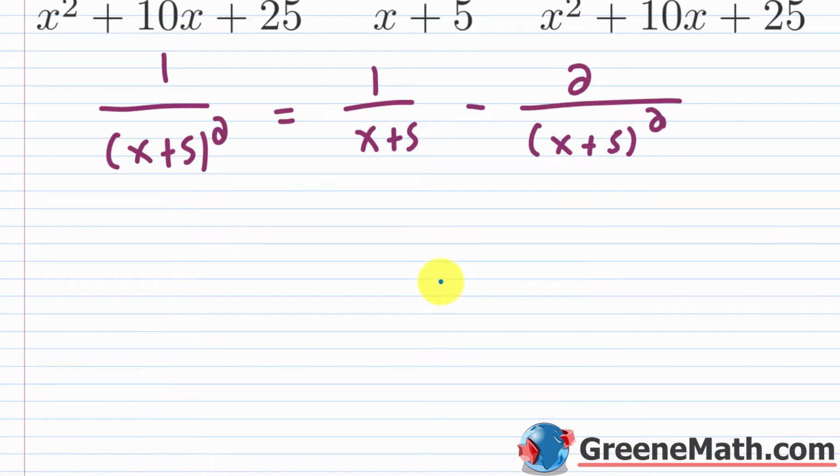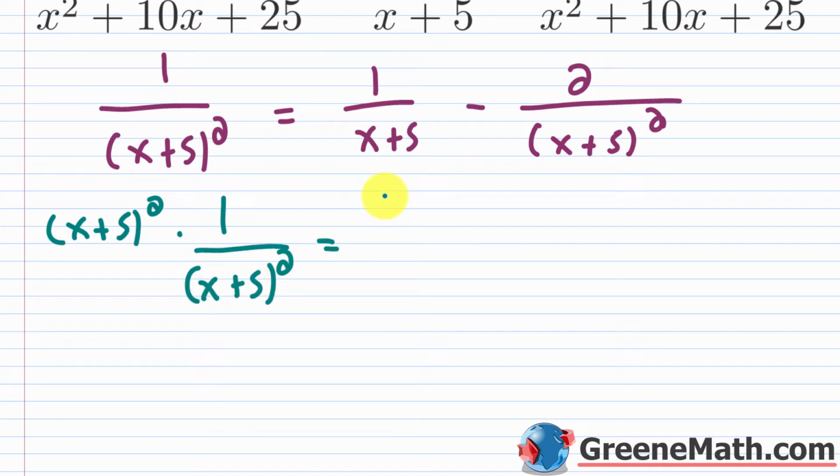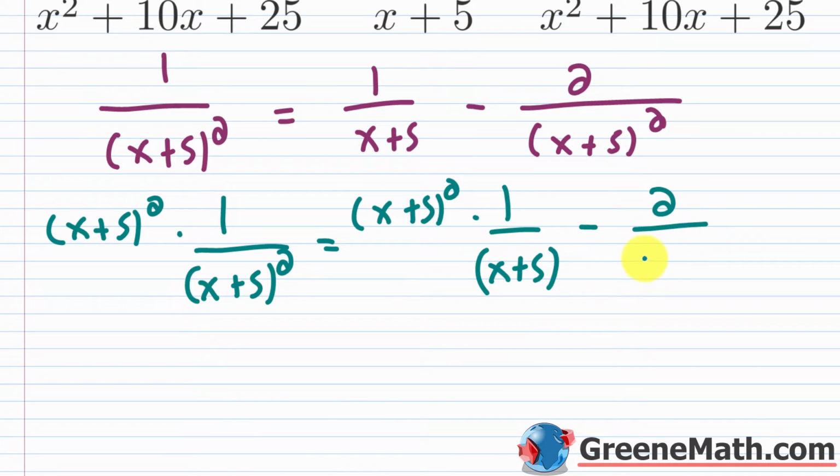So let's write this real small so we can fit it. I'll say that we have x plus 5 quantity squared multiplied by 1 over this quantity x plus 5 being squared. Then this equals x plus 5 quantity squared times 1 over x plus 5. And you could wrap this in parentheses if you want, just for clarity. You don't have to, though. It's up to you. Then minus, you'll have 2 over this x plus 5 quantity squared, and then this is times your x plus 5 quantity squared.